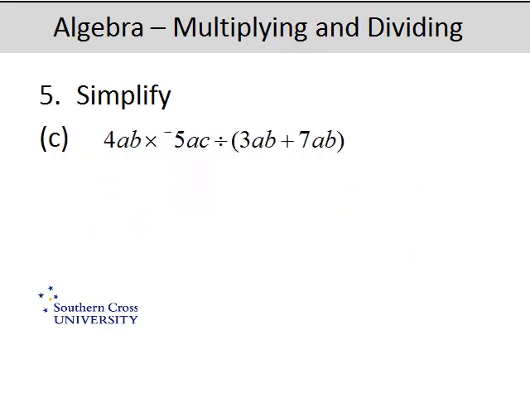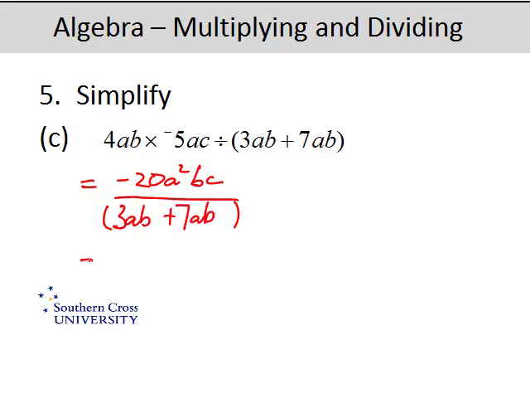And quite a tricky question. The brackets here mean that this front part is divided by all of that. So we might multiply this out. 4 5s are 20, so that's negative 20. A times A is A squared, BC, divided by the whole lot of 3AB plus 7AB. This question's a little bit off-putting, putting in the adding of like terms within a section that's called multiplying and dividing. But 3AB plus 7AB will give 10AB. So that takes it back to a single term.